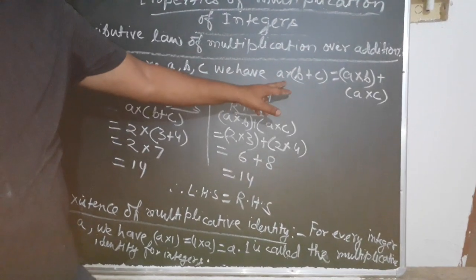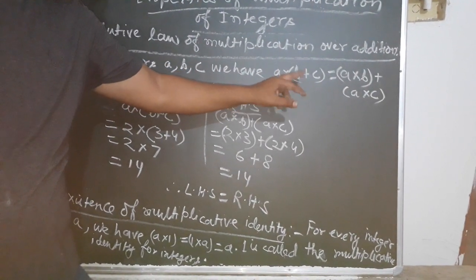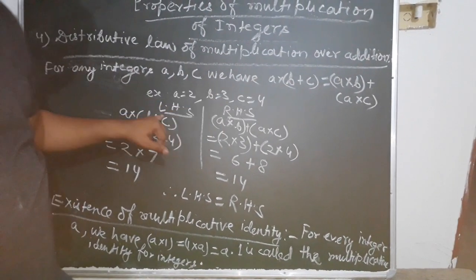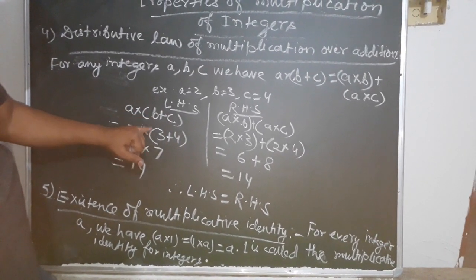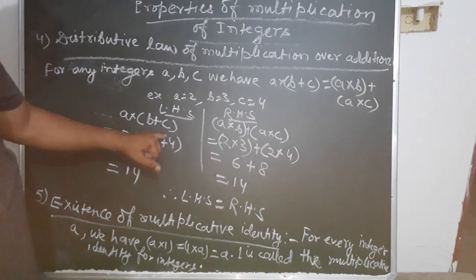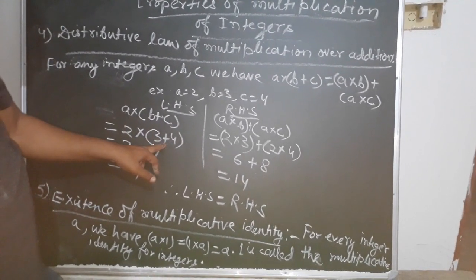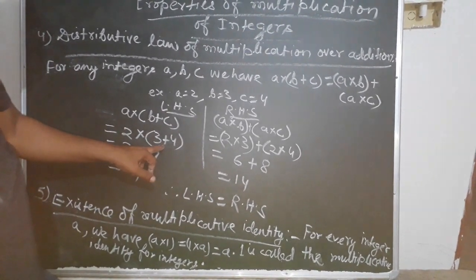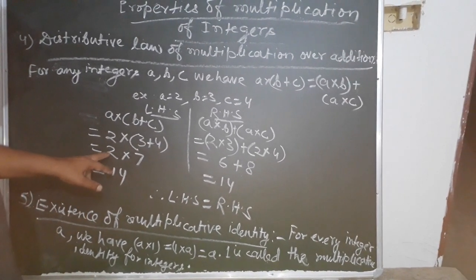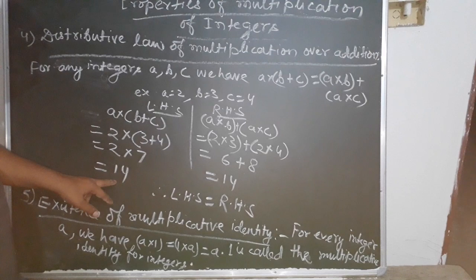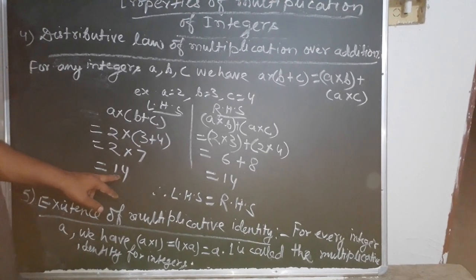So LHS was a multiplied by b plus c. B plus c is inside the bracket. The value of a is 2, the value of b is 3 and the value of c is 4. So first of all, we will calculate the bracket. So 3 plus 4, 7. 2 multiplied by 7, that is equal to 14.